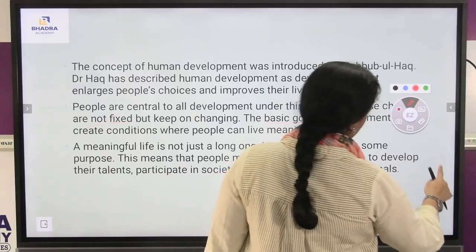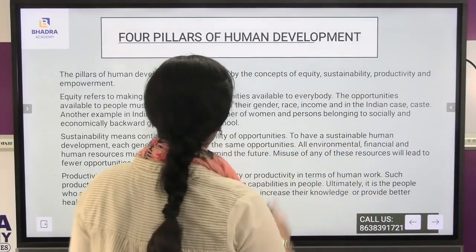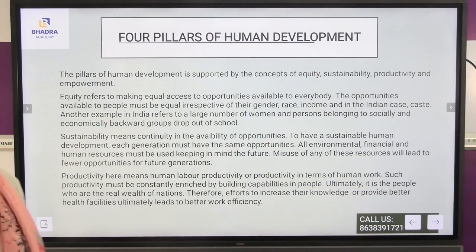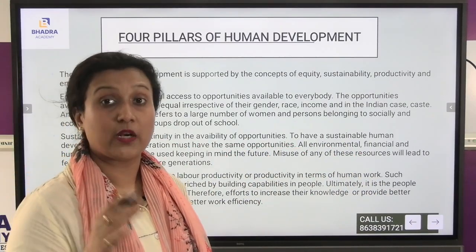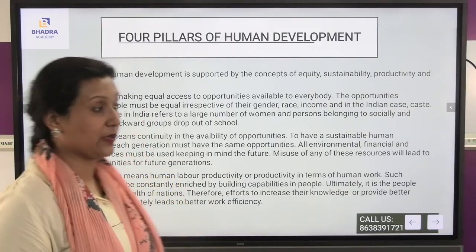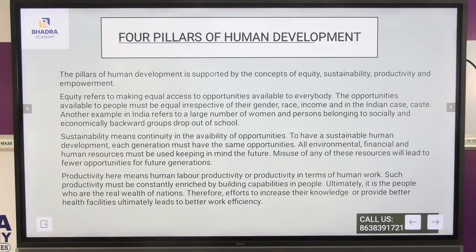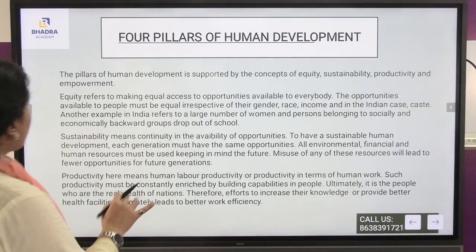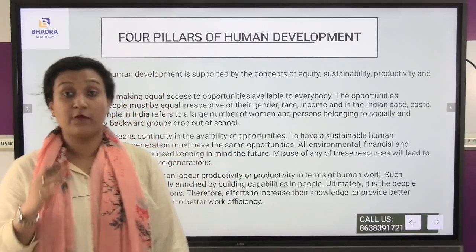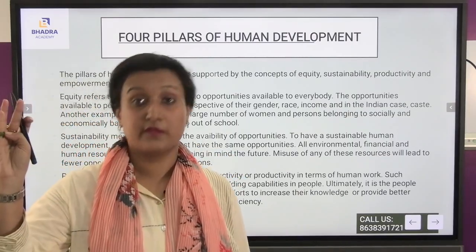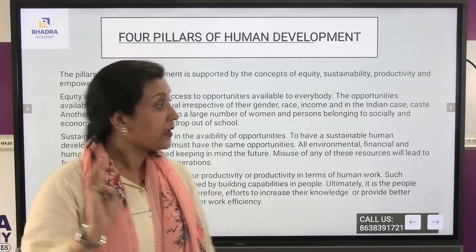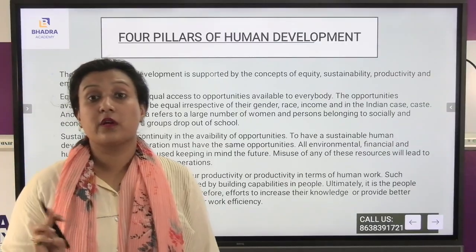Now let us go to another topic. We will now understand the 4 pillars of human development. The pillars of human development are supported by the concepts of equality, sustainability, productivity, and empowerment. Equality refers to making equal access to opportunity available to everybody. First comes equality, second sustainability, third productivity, and fourth empowerment.